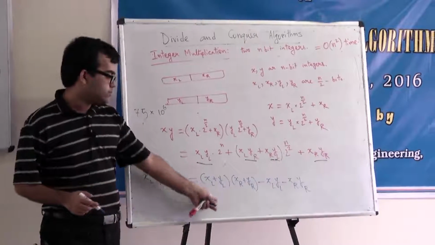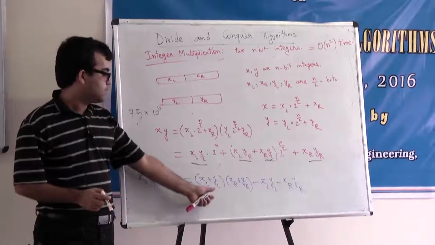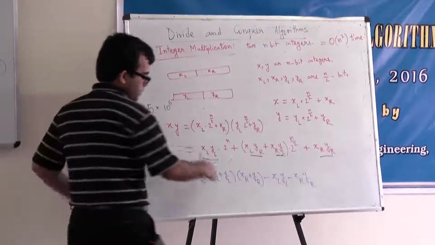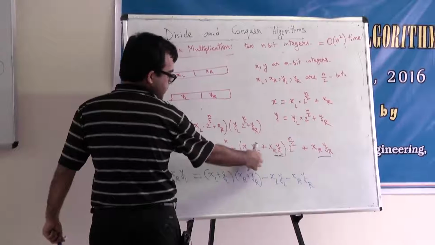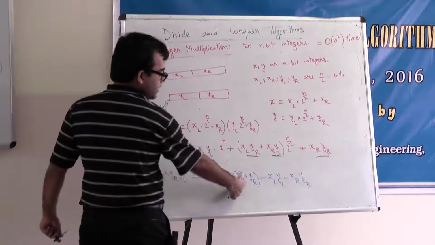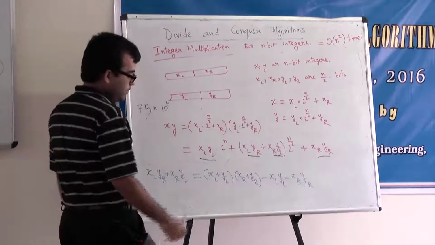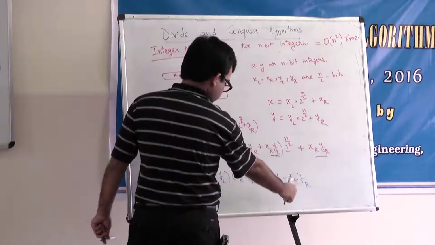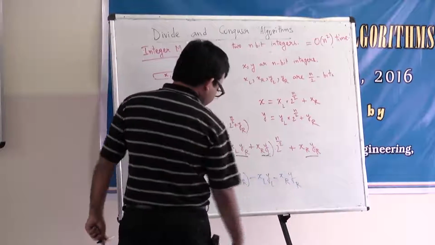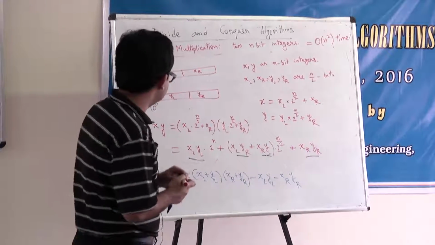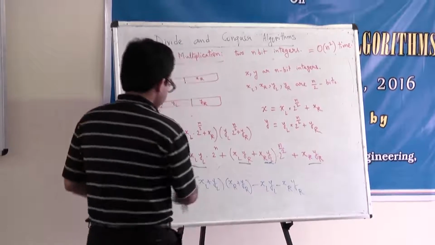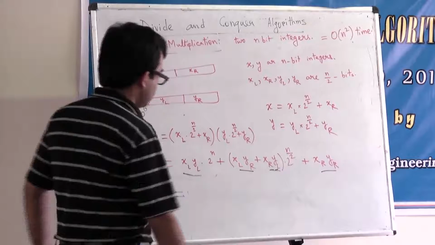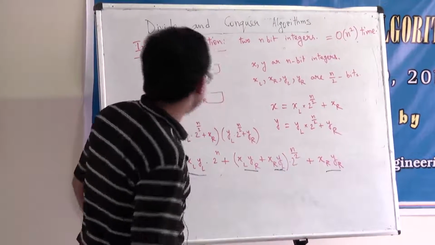Let me check that this is true. The two terms that we are taking here are the product of XL and YR, and YL and XR. The remaining two terms will be XL, XR. So we are subtracting this thing out. No, sorry, what am I saying? What I did was wrong. Ignore that. It's XL, YL.